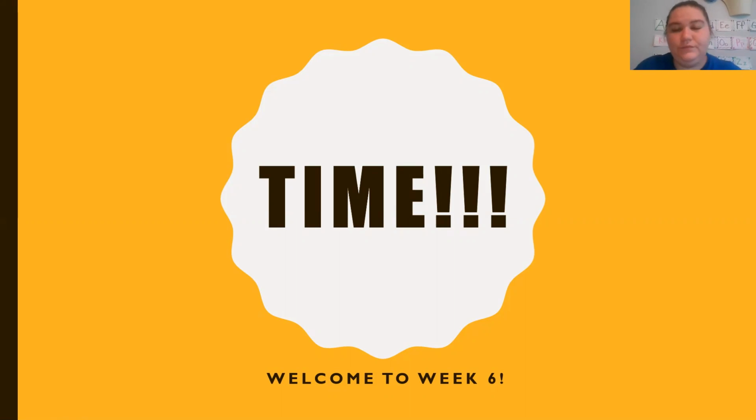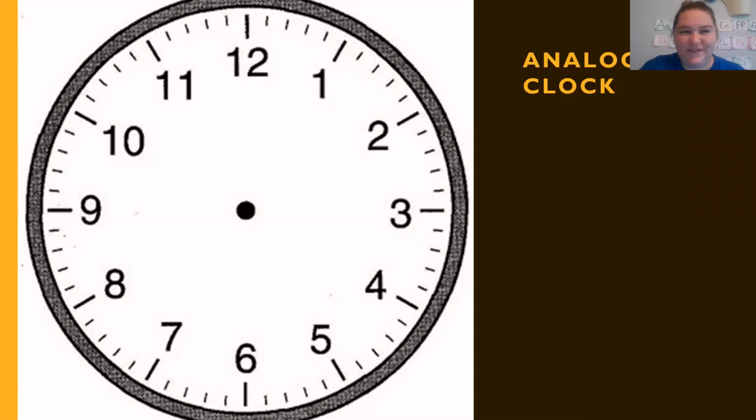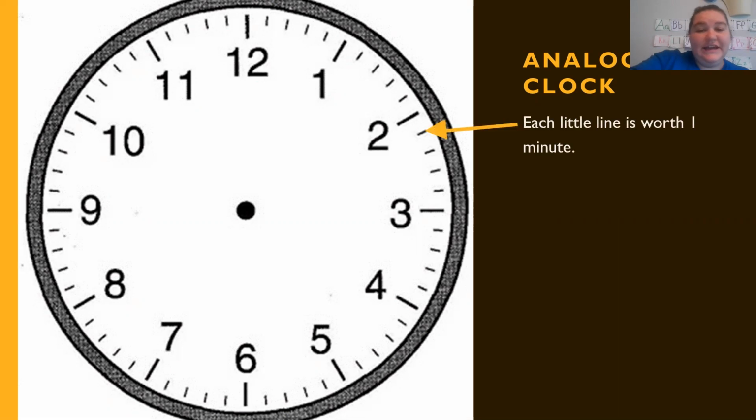All right. So let's start by looking at something called an analog clock. Each little line that you see represents 1 minute. Now, in a whole hour, there are 60 minutes. So going around this entire clock one time will be 60 little lines.